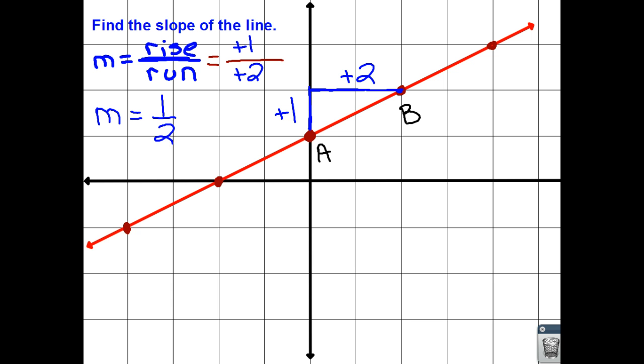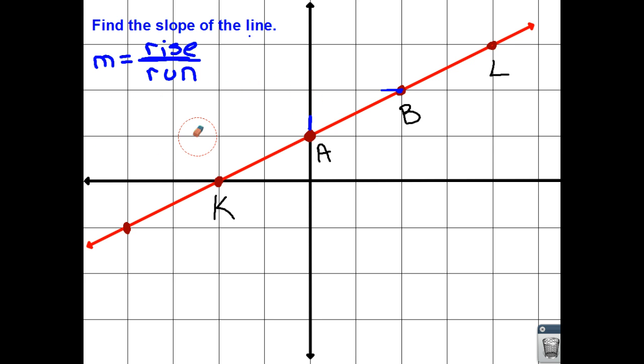Now let's take a couple of other random points. Maybe I'll call this one down here point K and point L. Why I chose those? I don't know. I just picked them out of the blue. Let me erase all this stuff. All right, so we said if these are points on our line, they should all have the same slope.